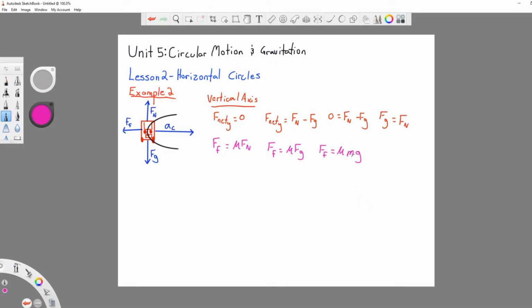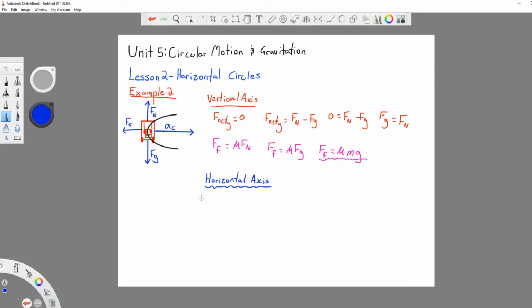Now we still don't have the mass, but bear with me, this is going to be handy later. And again, this is where the rewatch might come in and be really handy. All right, let's go horizontal axis. On the horizontal side of things, let's balance some forces out here.